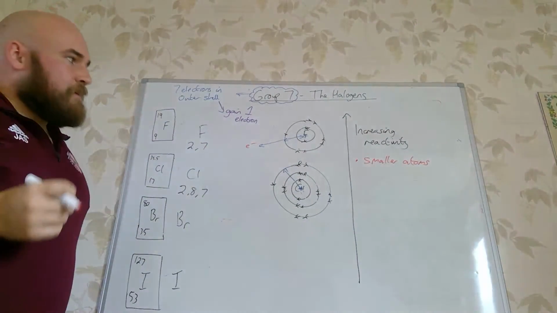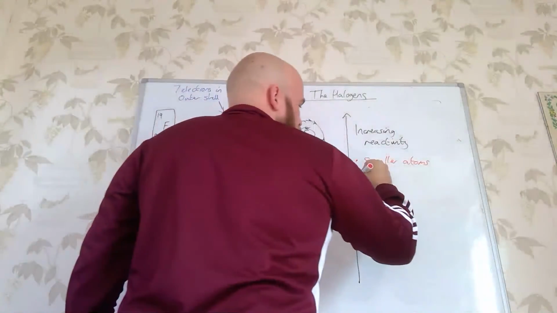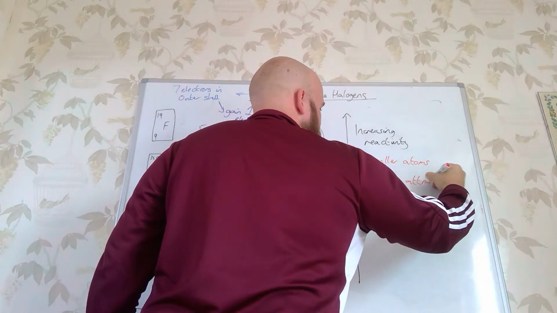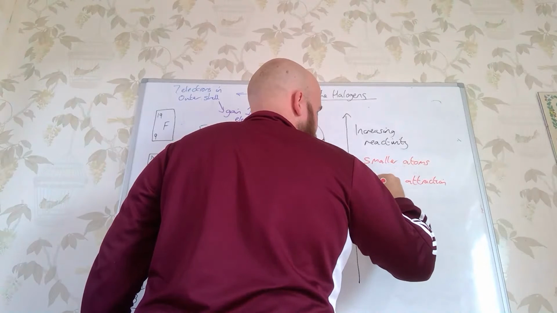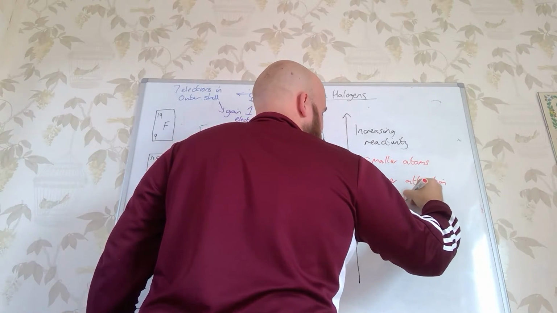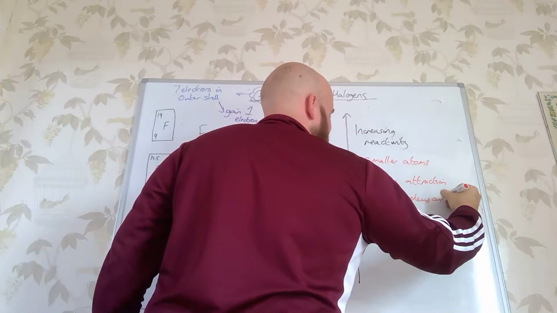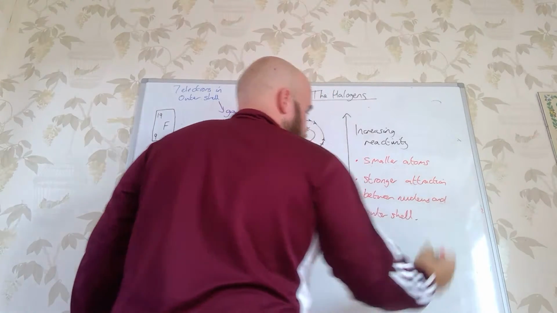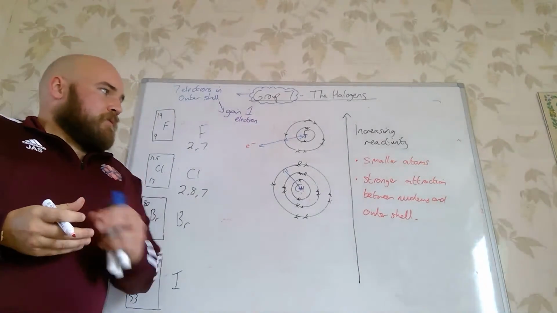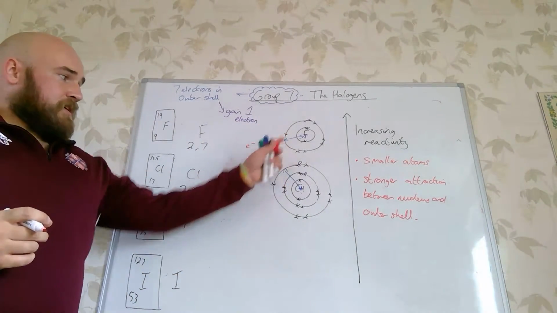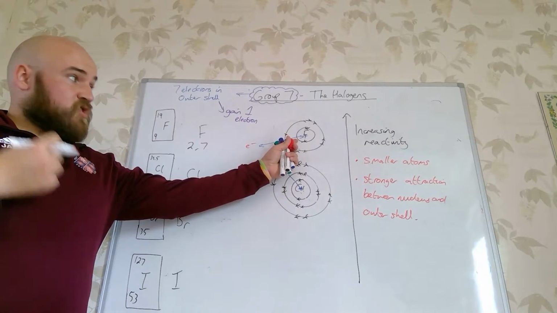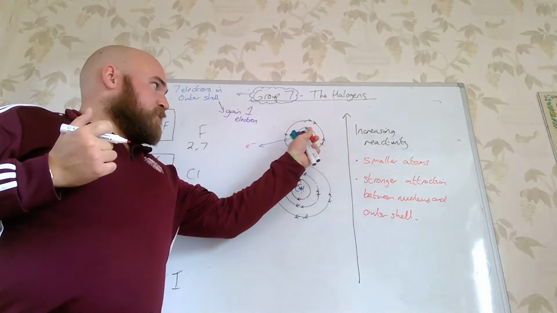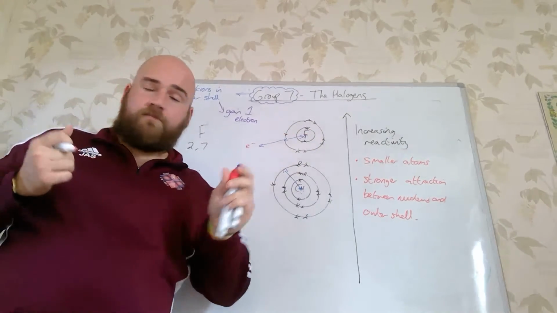Okay, so what does that mean? There is a stronger attraction between the nucleus and outer shell. Okay, so going up the group, you can see clearly just between these two diagrams here that fluorine is smaller. So the smaller the atom, that gives you 1 mark there. So it's a stronger attraction between the nucleus and the outer shell.